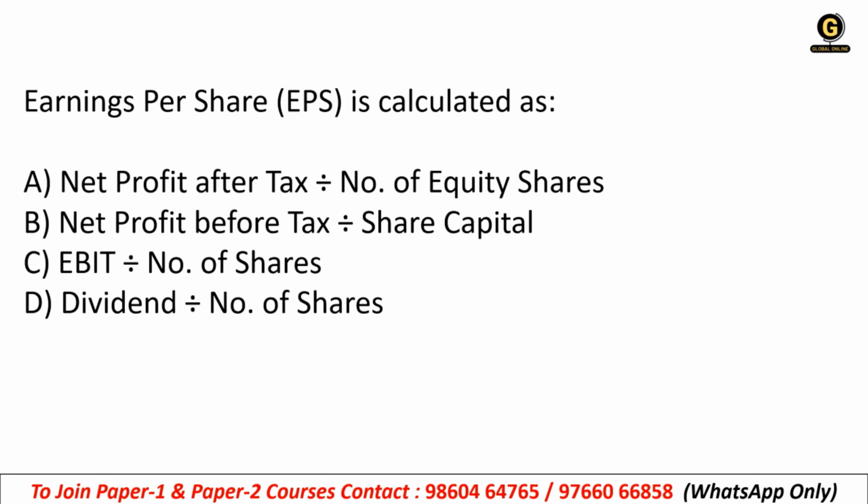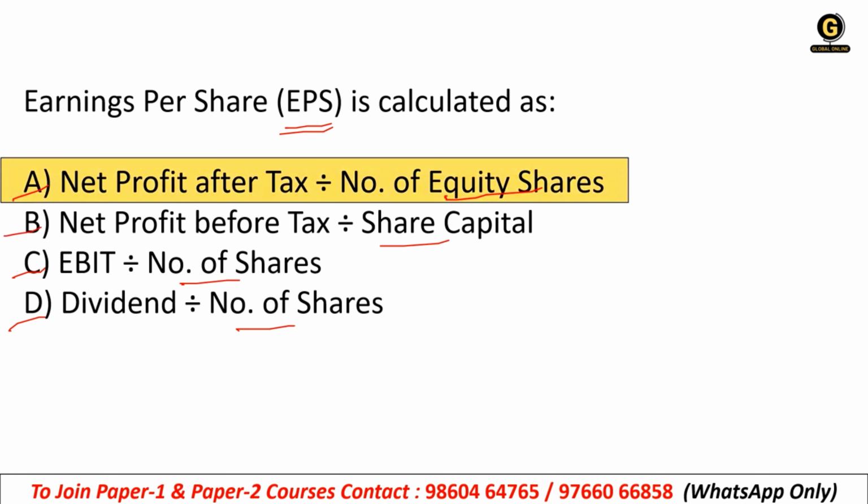Earnings per share, EPS, is calculated as. Now they are asking about the formula of EPS. Net profit after tax divided by number of equity shares. Net profit before tax divided by share capital. Earnings before interest and tax divided by number of shares, or dividend divided by number of shares. So the right answer is option A, that is net profit after tax divided by number of equity shares.